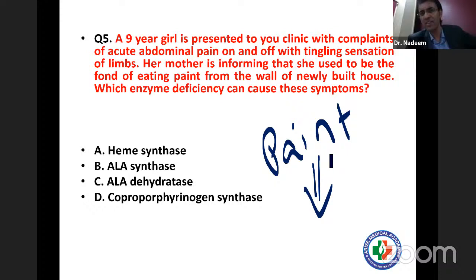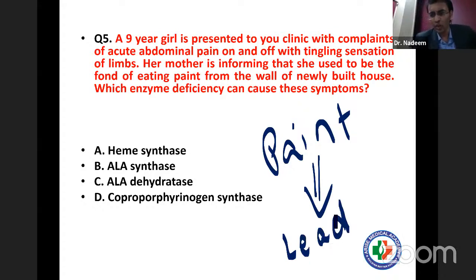After that, she is having so many symptoms, like acute abdominal pain. I hope you have learned in your forensic medicine, in the toxicology topic of lead poisoning, acute abdominal pain. One more important thing is that I have complete information that my patient likes eating wall paint, and wall paint has what? Lead. We have so many pieces of information here.